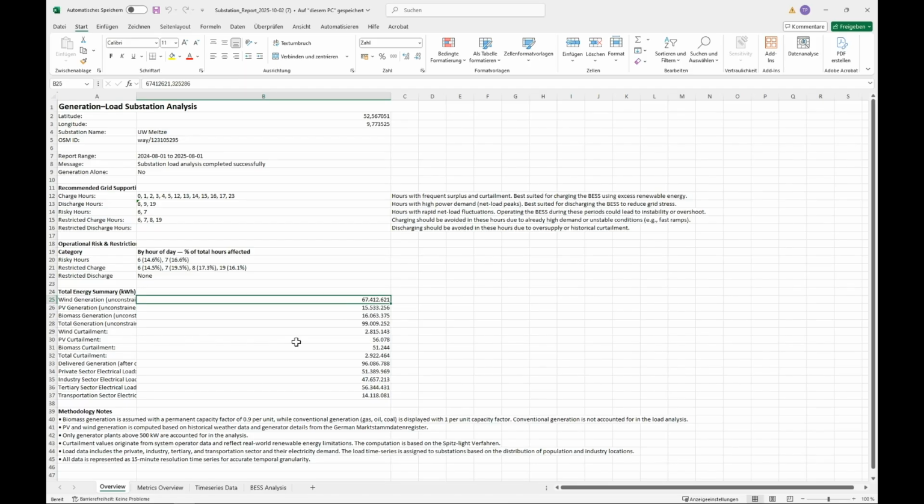For example, the wind curtailment amounts to 2.8 gigawatt hours, yeah, which is approximately something between 5 and 10% here. I think it's like 6 to 7% of the generation. But the PV curtailment with 56 megawatt hours is quite small in comparison to the generation, which is good.